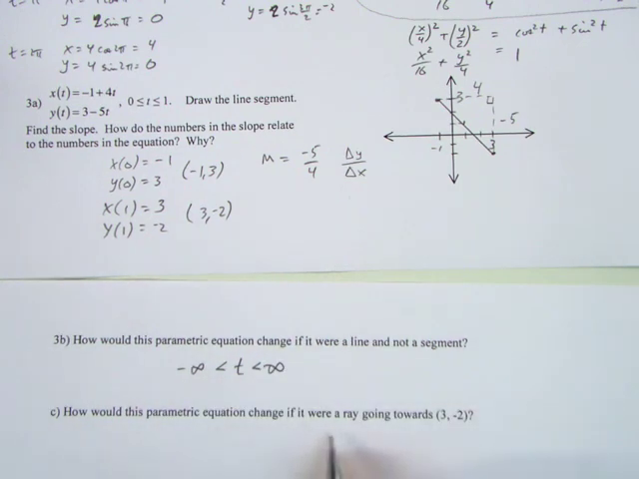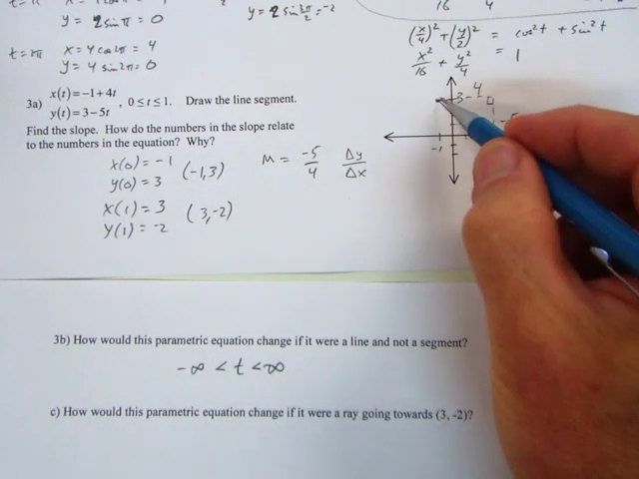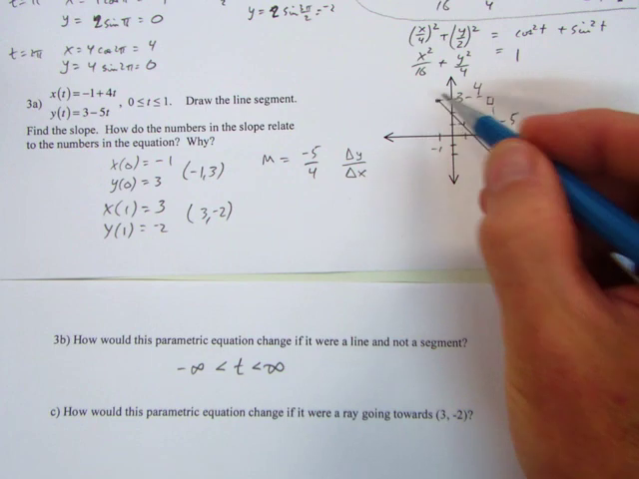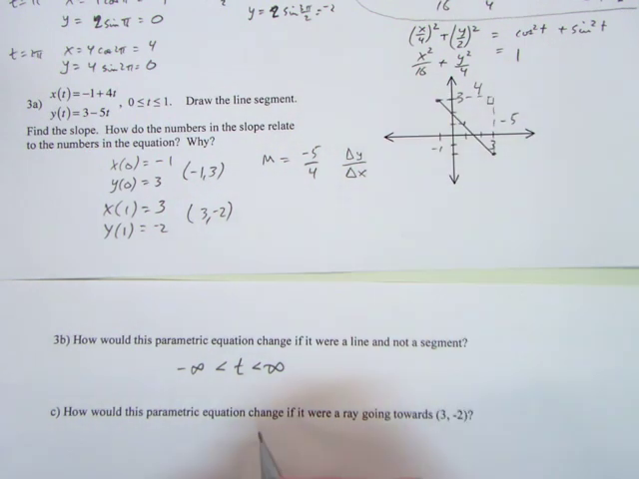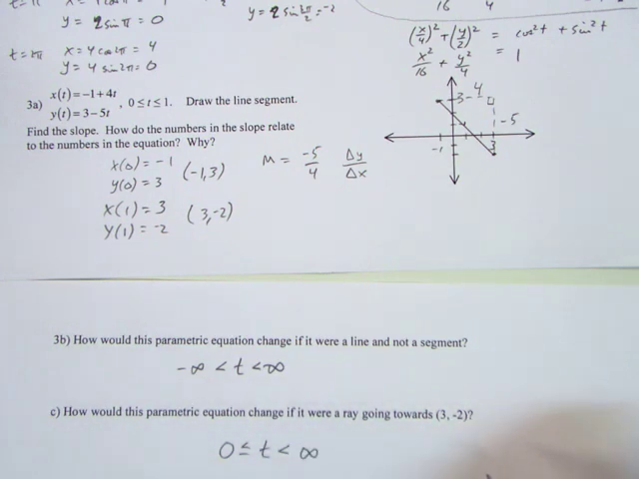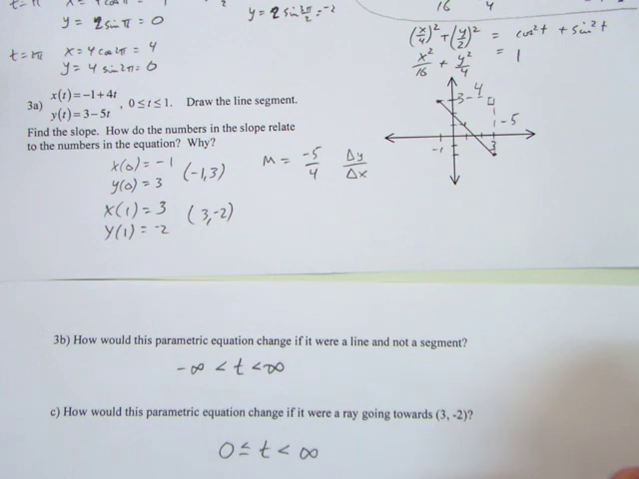How would the parametric equation change if it were a ray going towards 3, negative 2? Well, the way we'd have it set up right now, we're starting at 0 at negative 1, 3, and we want to go towards 3, negative 2, and then keep on going from there. So this would say we want to include 0, and then we'll continue going. Now there's multiple ways you can set up equations. This isn't the only one, but given these two set of equations, it would be there.